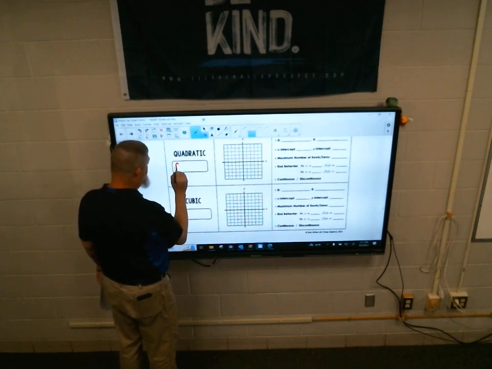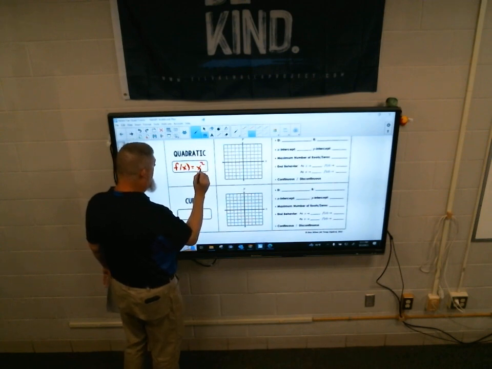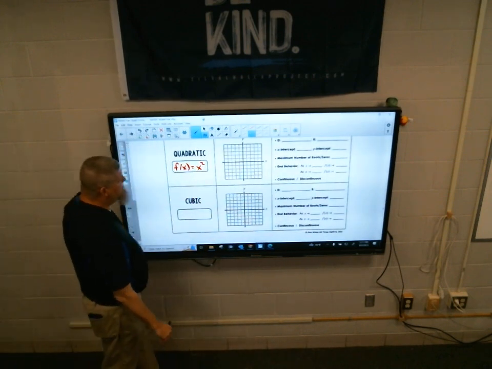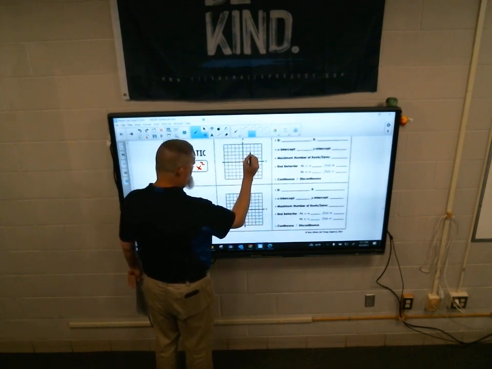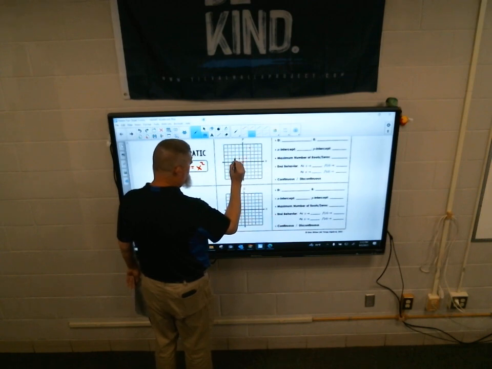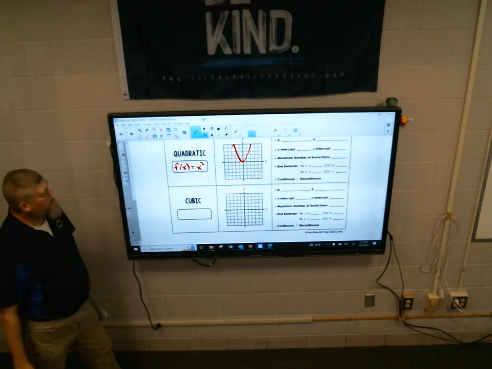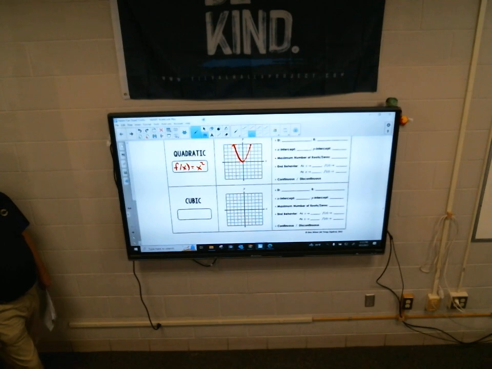F of x equals, quadratic is anything to the second power, so x squared. Your parent function is going to go through 0, 0, 1, 1, 2, 4. It's going to look something like that. 0, 0, 1, 1, 2, 4.